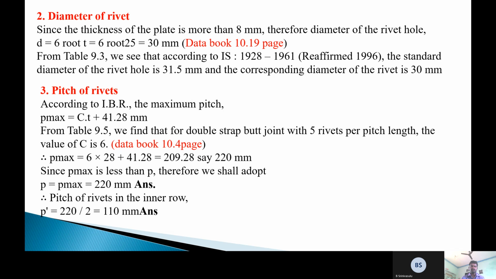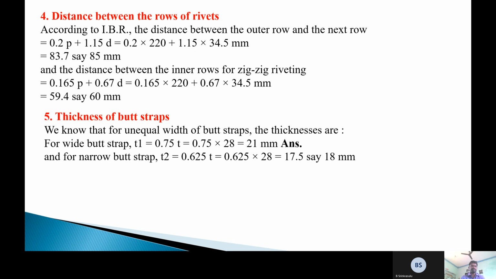to C into T plus 41.28. This is in the data book, page number 10.24. C value is a constant, taken from the data book, that equal to 6. All values are substituted in the P maximum equation, so that equal to 220 mm. Next, P dash, the pitch of the rivets in the inner row, equal to 220 by 2 equal to 110.